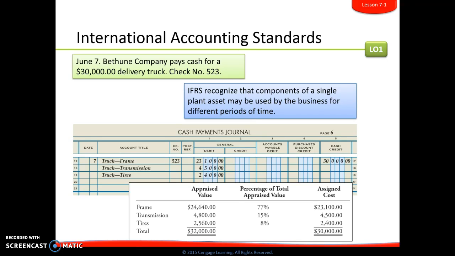Okay, international accounting standards. It says on June 7th, Bethune Company pays cash for a $30,000 delivery truck, check number 523. It does say IFRS recognize that components of a single plant asset may be used by a business for different periods of time. So here we're looking at different parts of our truck. We have frame, transmission, and tires, and we're giving different values to those. So this is the same way that we figured out, on that past slide, the 2 different plant assets in that group. We do the same thing to figure out our assigned costs. Okay, so all of these put together is that 30,000 that we paid.